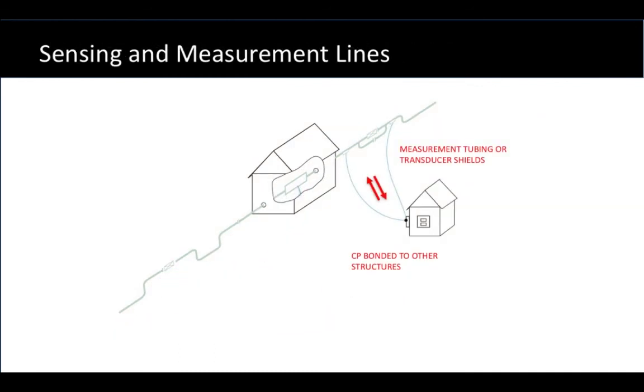Now let's look at some of the various things that can short out pipelines for their CP to the grounding system. The first area we'll look at will be measurement tubing that's measuring pressure, or transducer shields, that are the metal wrap around signal cables that run out to transducers, and those connect between the pipeline, direct metallic contact with the pipeline, and let's say this measurement building with its equipment. So if these were all solid and continuous, then CP could be bonded to the grounding system or maybe other structures inadvertently.